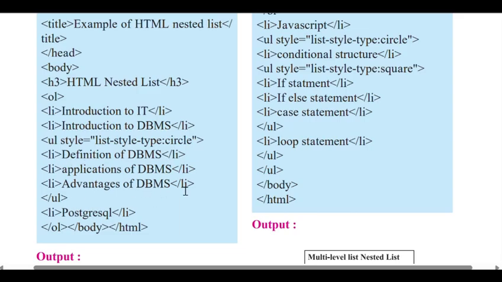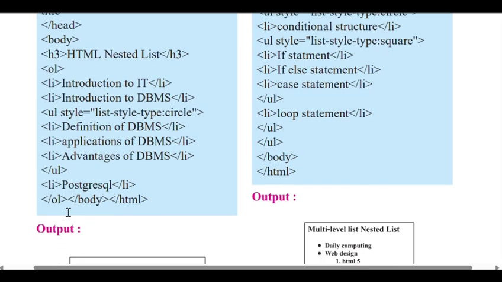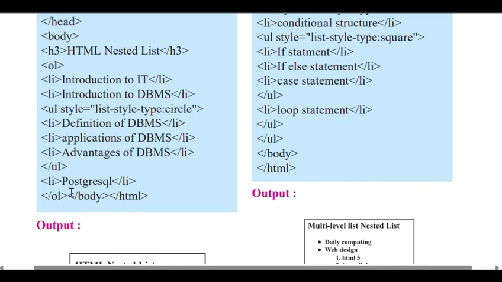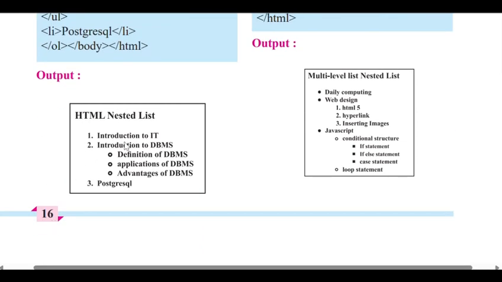These all items will come in circle. List: definition of DBMS, applications of DBMS, advantages of DBMS. All list tags are closed. After that we are closing the UL tag also, that is unordered list. And after that we continue with the OL tag, that is list, PostgreSQL, list close. We are closing the OL tag, body tag, HTML tag.